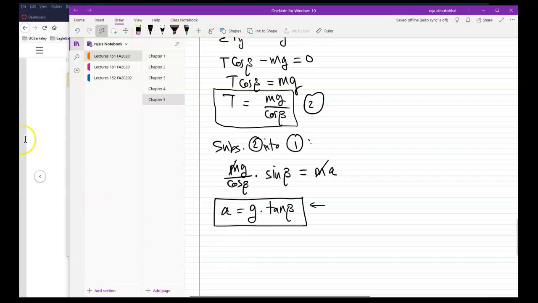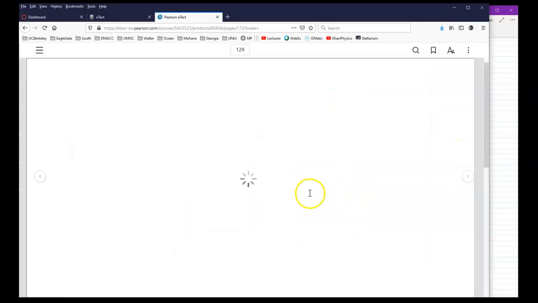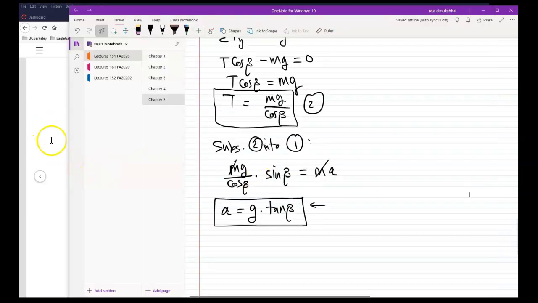Let me check how he did it. So this is his FBD, his free body diagram. Maybe next page. And there we go. He has the same thing. So A sub x, he still calls it A sub x, is equal to G tangent beta. Got it? Okay. Part B is simple.